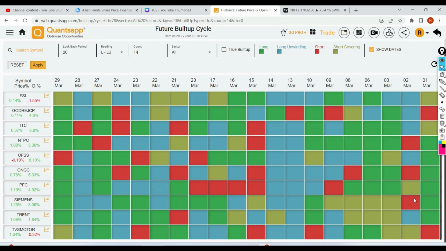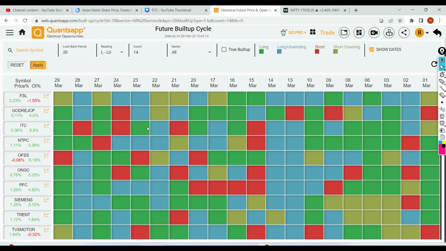The seller was only on March 2nd. Since then it is either short covering, check this color, or long build up, or long unwinding, short covering, long unwinding, long, long, long. So don't you think this will help you in terms of selecting the best potential stock? We have not yet discussed how to select the stock. We are starting with the basics. I'm just trying to show you the tool features, and this is all real time based.